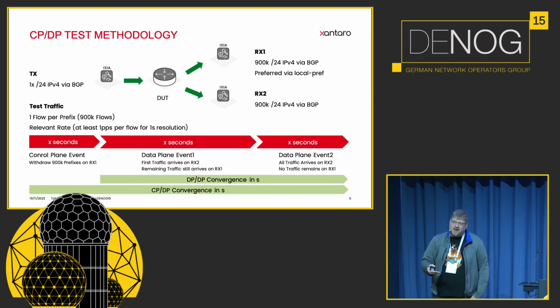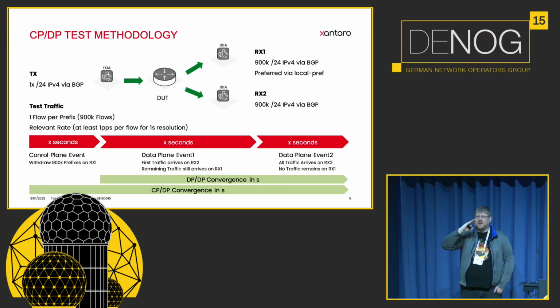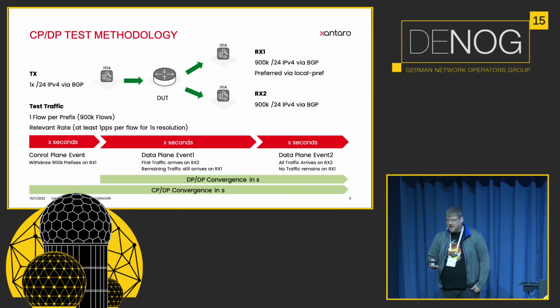Then we will see something happening on the data plane. Route traffic will suddenly start to switch over to RX2. But some traffic will still continue to be on RX1 because not all prefixes will be programmed and available at the same time. And after some time, the data plane will have converged.